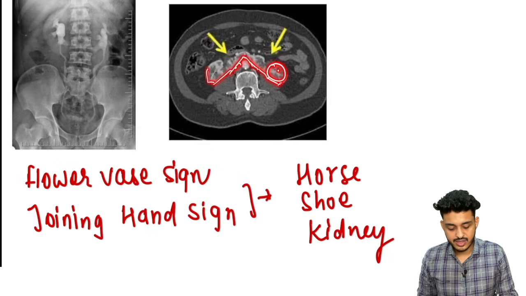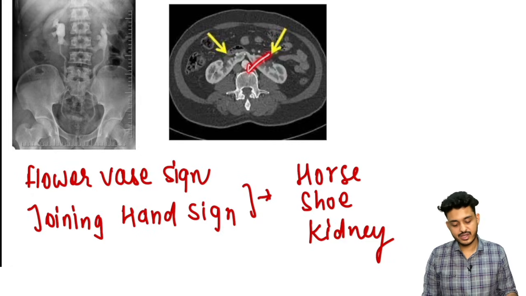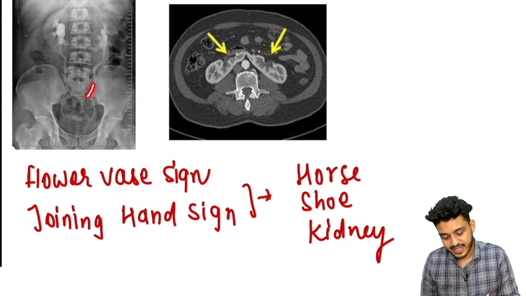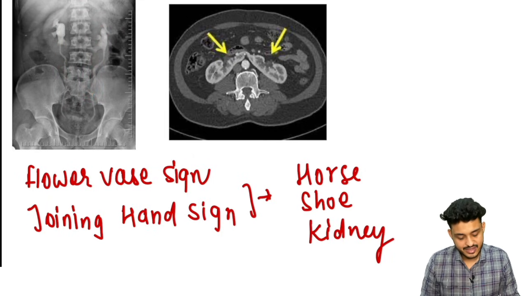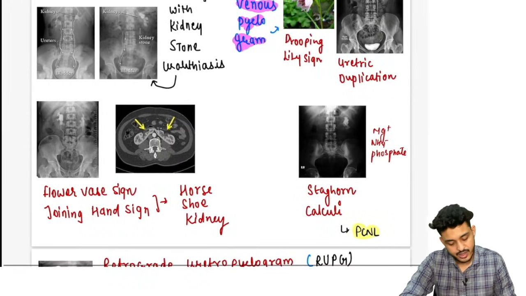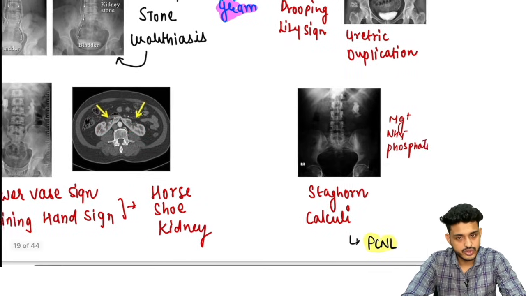This is known as the joining hand sign. This is known as the flower vase sign, which is seen in the cases of horseshoe kidney. In horseshoe kidney, you will be having this particular sign.